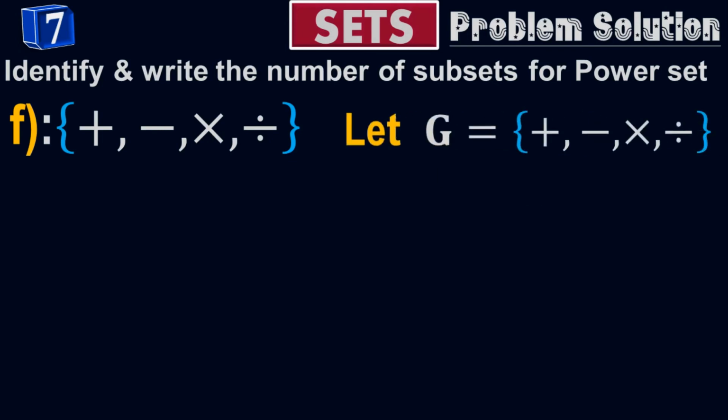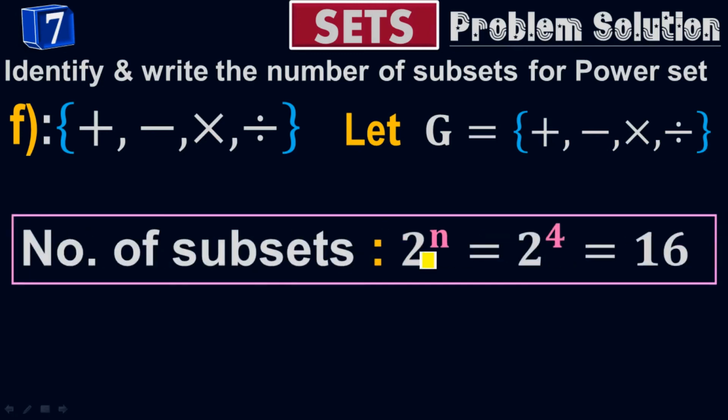So let me let it equal G. I just randomly gave the name G to this set, which is a set of addition, subtraction, multiplication, and division. The number of subsets will be 16. For the number of subsets, we have 2 to the n. What is n? n depends on the number of elements inside the braces. How many elements do we have? 1, 2, 3, 4. So we plug in n equals 4. 2 to the 4 equals 16.